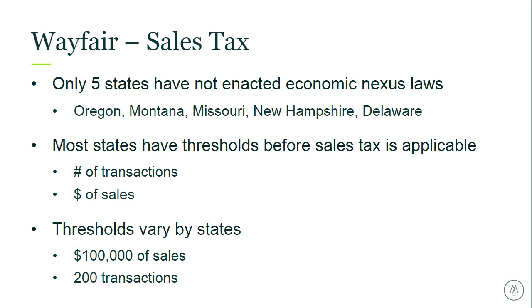Thresholds vary by states, as is usually the case in every way. States are different and they pass their own laws, and so they're able to do their own thing, and so you have to pay attention to what each state's requirements are. In general, though, we typically see 100,000 of sales or 200 transactions or more is the most common. But again, you can have states that have less than this or more than this, and it can be if you meet either of these, or it can be one or another.